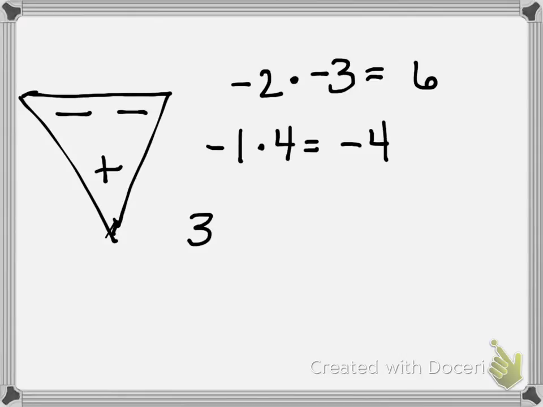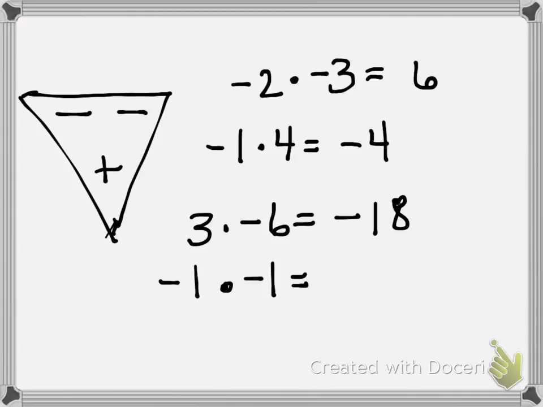So how about a 3 times a negative 6? Well, look to your pizza guy. You used a positive and a negative. The only sign left is negative. So your final answer will be negative 18. And again, let's do a negative times a negative. How about negative 1 times negative 1? Look to your pizza guy. You've used a negative and a negative. So your product, the only sign it can be is positive because that's what's left.